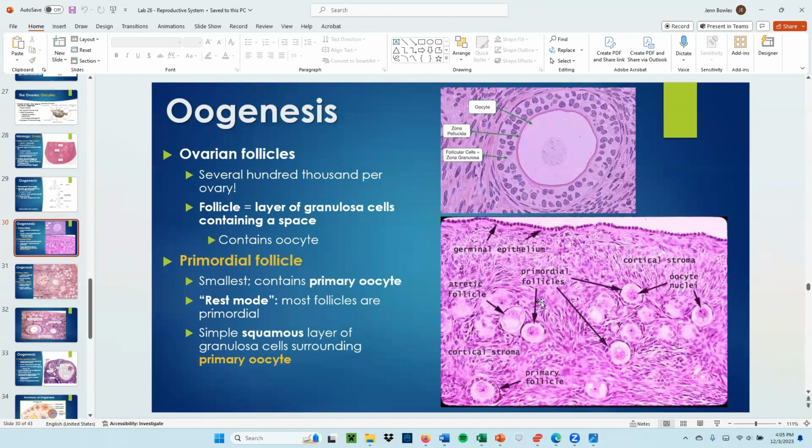In terms of what it looks like, it is pretty basic. It's just a round unit with a single layer of squamous cells, and in the middle, you'll have a primary oocyte. This is a slightly zoomed in version. So the stuff in the middle is the oocyte, and the stuff on the outside will have just a thin layer of that squamous tissue.